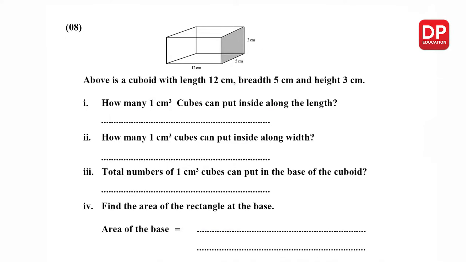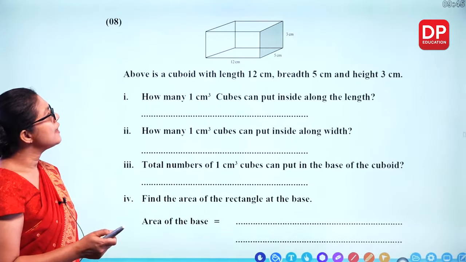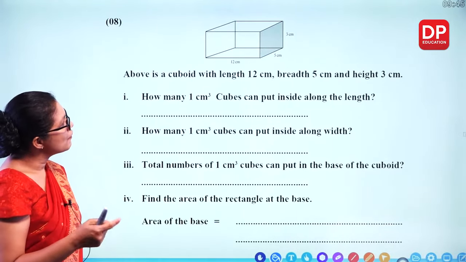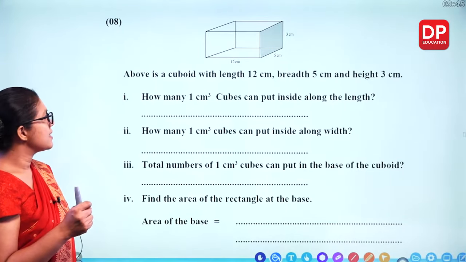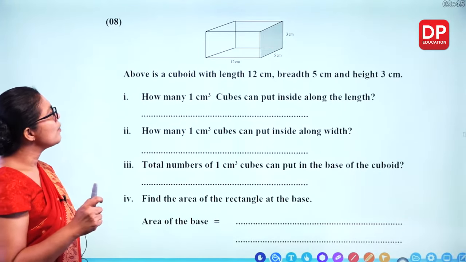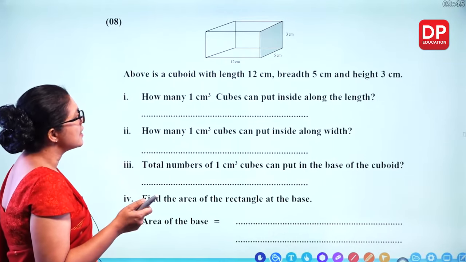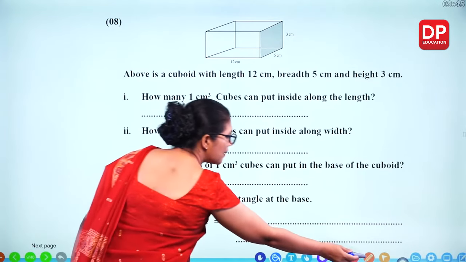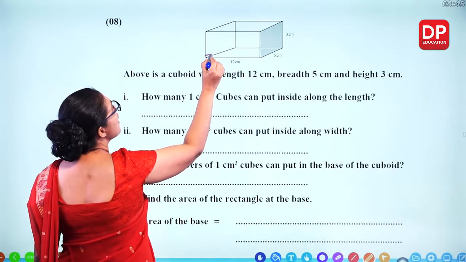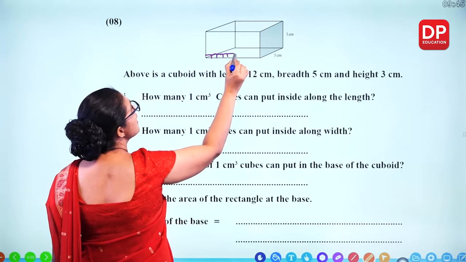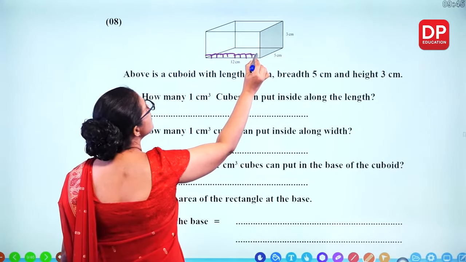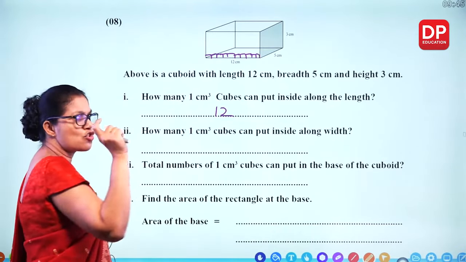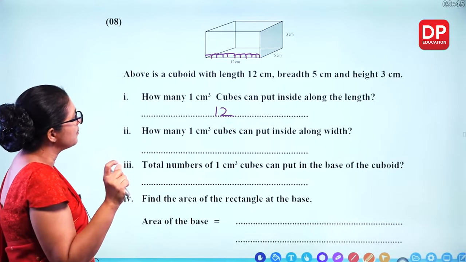Look at this cuboid. Above is a cuboid with length 12. Normally we take the longer one as the length. Breadth 5 and height 3 centimeters. How many 1 cubic centimeter cubes can be put inside along the length? If we keep cubes, 1 cubic centimeter cubes this way along this one, how many cubes can you take? You get 12 cubes, each with length 1.